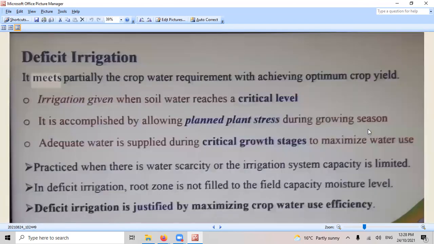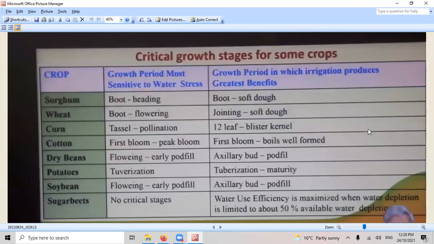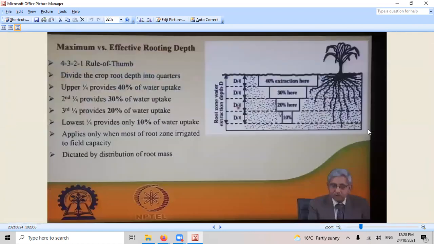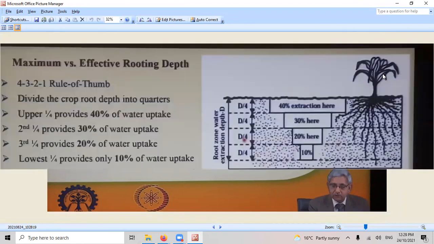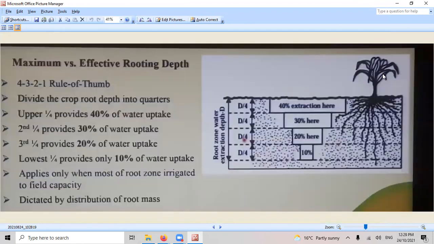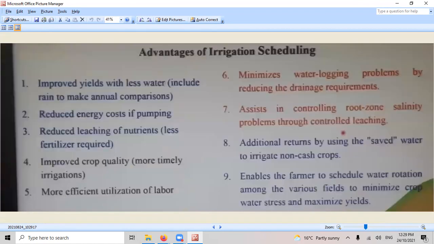Irrigation. Quite a lot of these slides I took. Critical growth strategies for crops. Maximum versus effective rooting depth. Yeah, how cool is that? So you only want to irrigate the roots, so you don't want to waste your time. That's where you get the 4-3-2-1 rule, because there's 40% extraction, 30% here, 20% there, and 10% there. So that's the rooting rule of thumb.